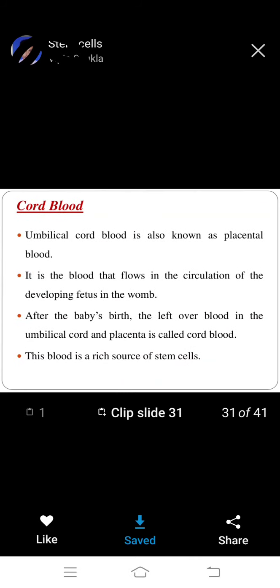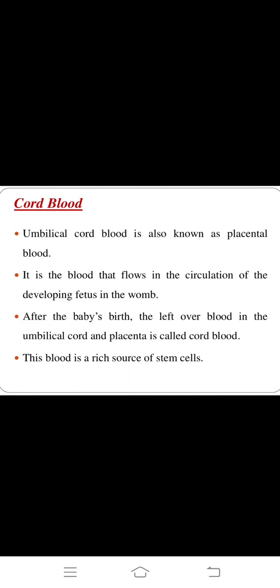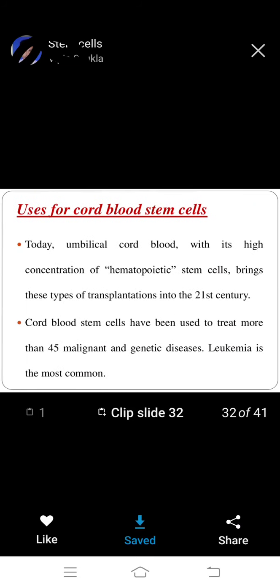Cord blood. Umbilical cord blood is also known as placental blood. It is the blood that flows in the circulation of the developing fetus in the womb. After the baby's birth, the leftover blood in the umbilical cord and placenta is called cord blood. This blood is a rich source of stem cells. Okay, uses for cord blood stem cells.